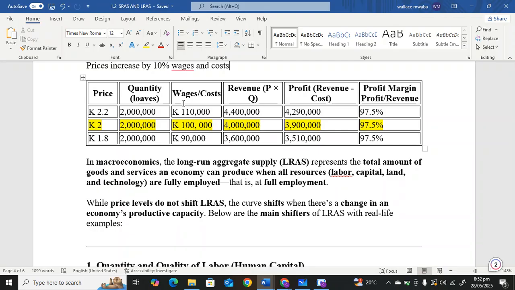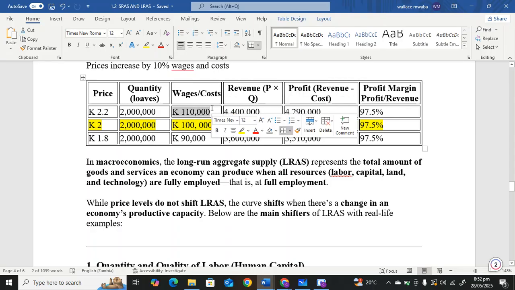That's your optimal output. So even though price goes up by 10% from 2 kwacha to 2.2 kwacha, wages and costs also go up by 10%, from 100,000 to 110,000. You still maintain the same output. Okay, in the short run, you noticed when prices were going up, output was increasing, or when prices went down, output was decreasing. But in the long run, the output stays the same, because you've reached your optimal point.